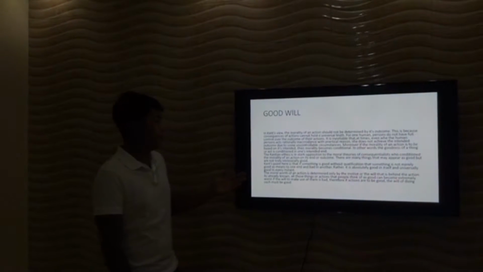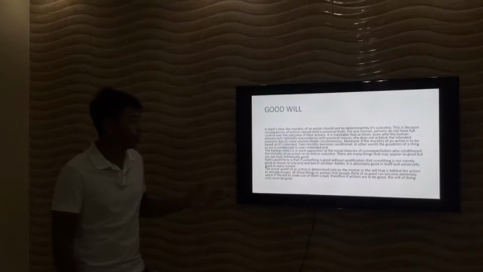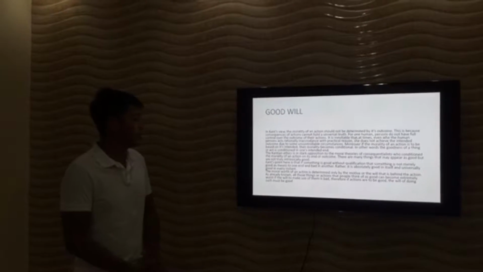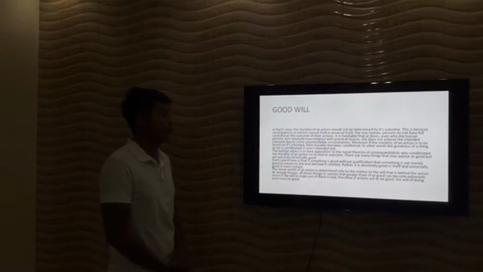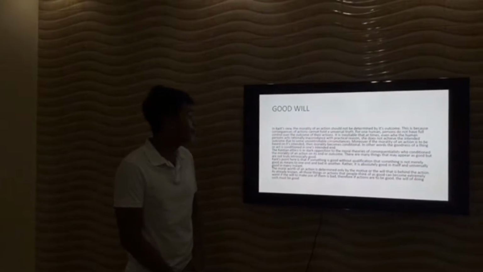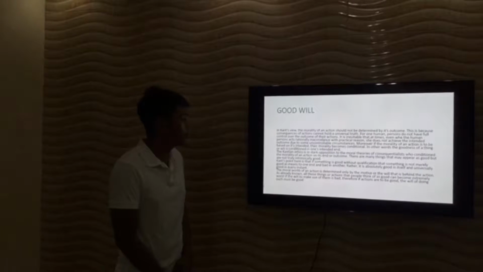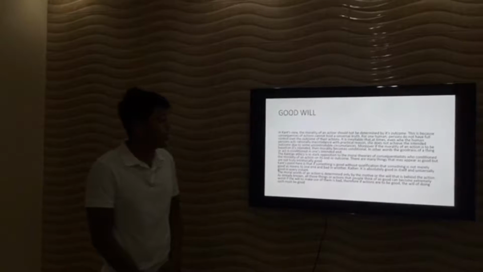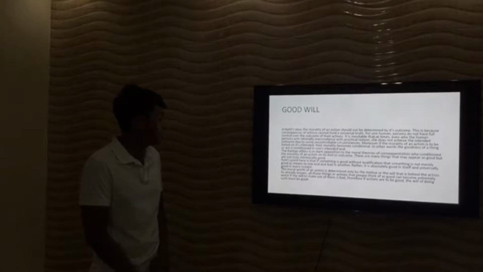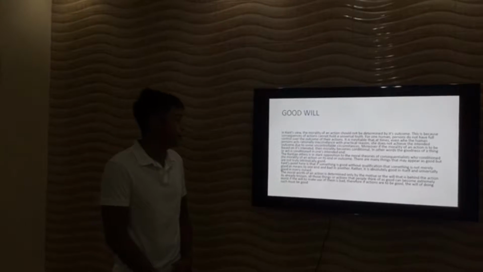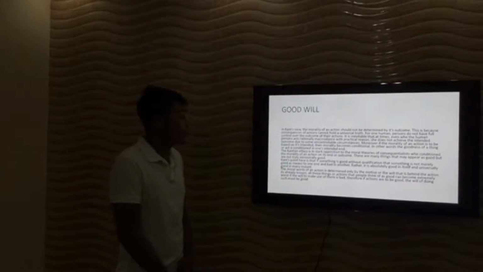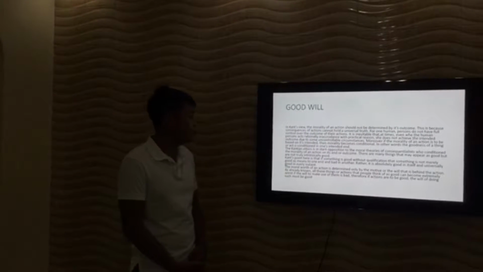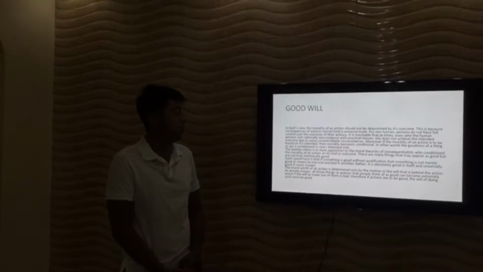So, in Kant's view, the morality of an action should not be determined by its outcome. This is because the consequences of an action cannot hold a universal truth. For me, human persons do not have full control over the outcome of their actions. It is inevitable that at times, even when the human person acts rationally in accordance with practical reason, she does not achieve the intended outcome due to some uncontrollable circumstances.